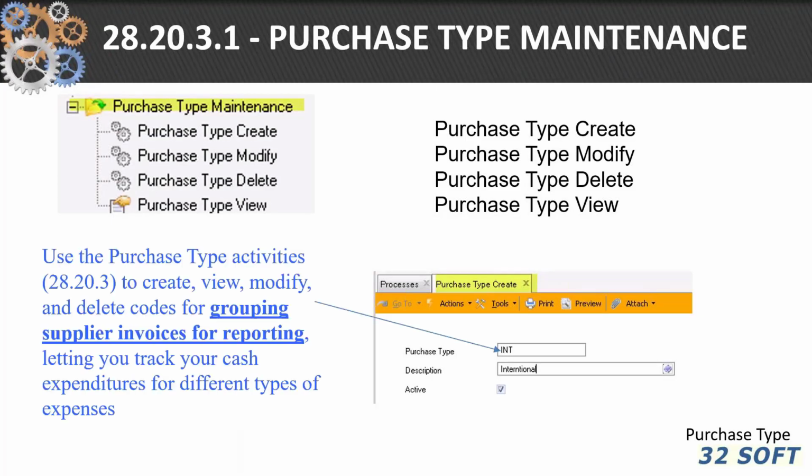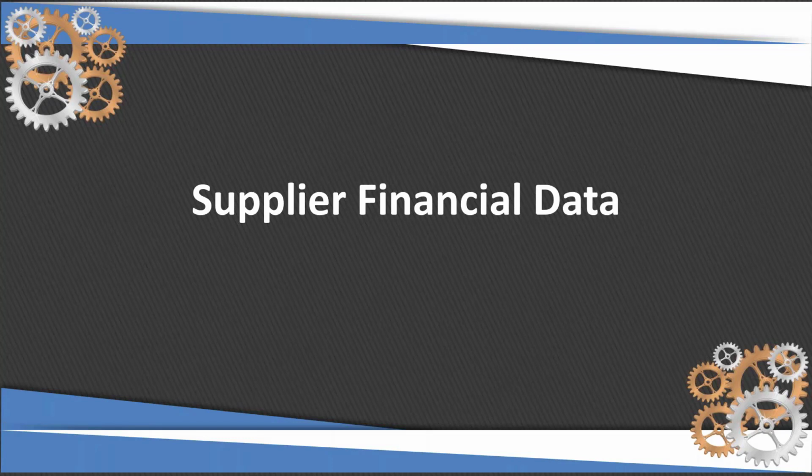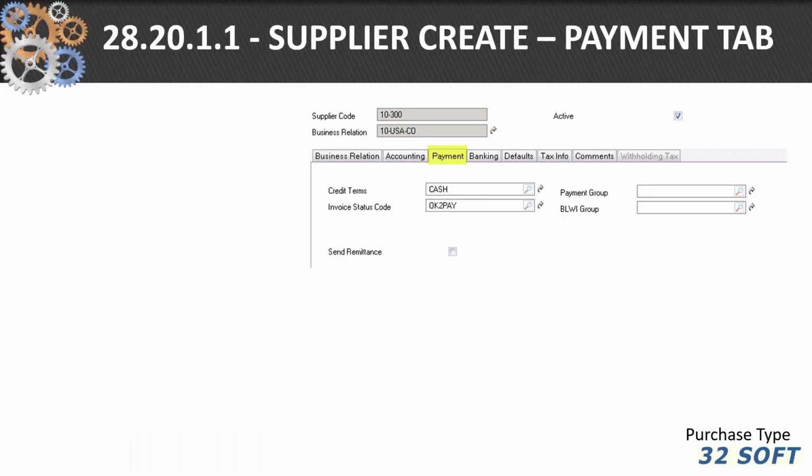Then the purchasing type, that allows you also another mechanism for grouping invoices for reporting out of the general ledger. There are some examples of some purchasing types that you may want to use. So then we come to the supplier information.